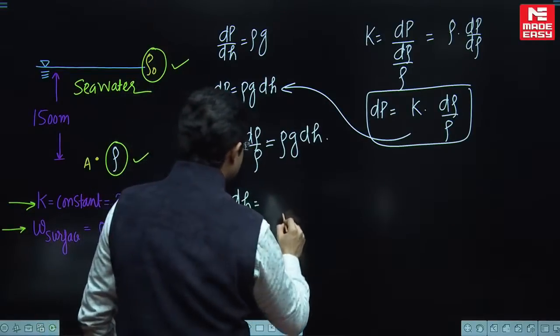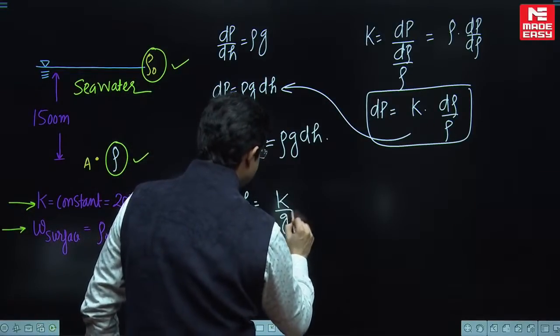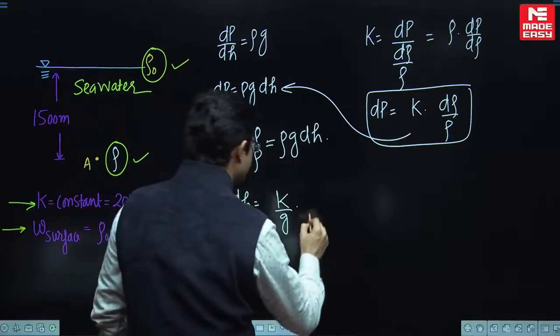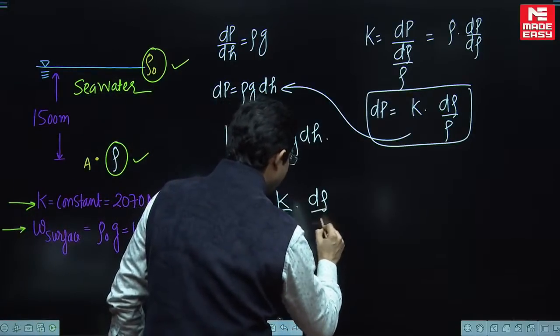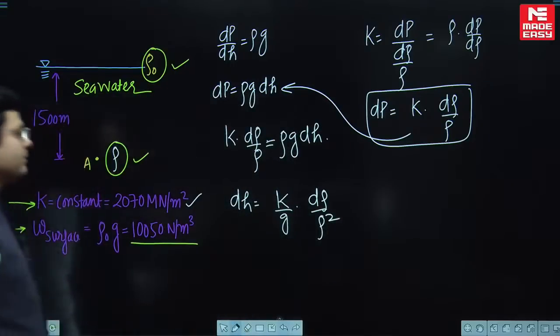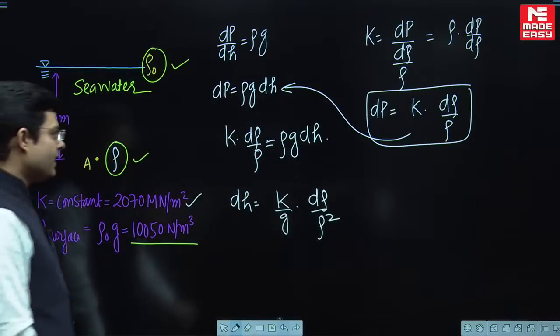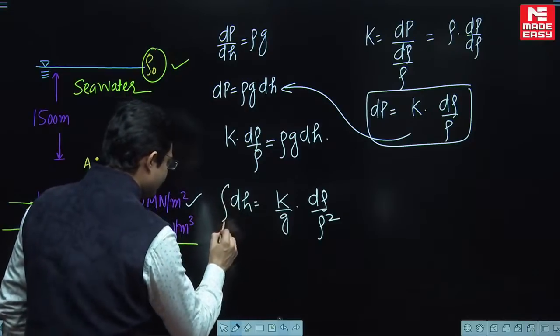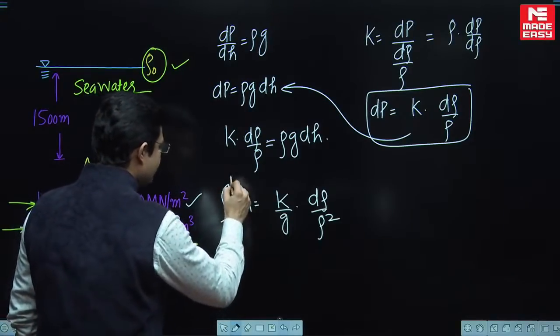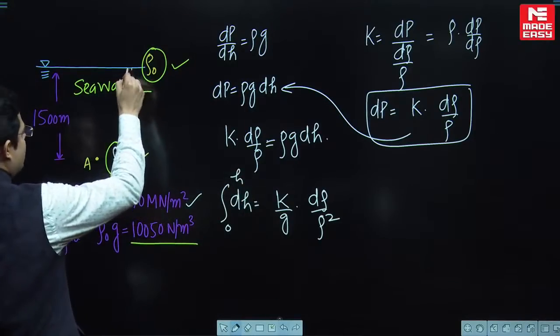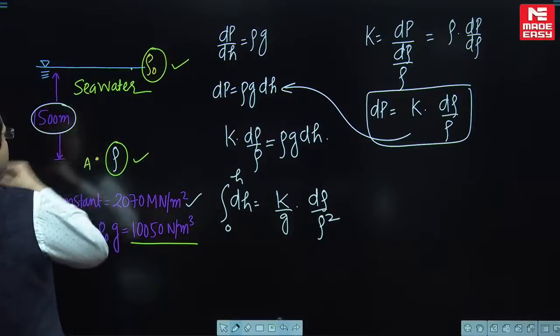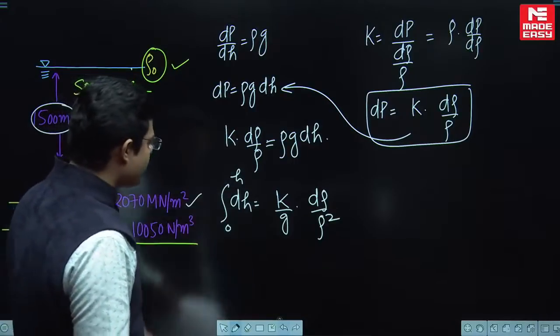So dh can be written as k by g into d rho by rho square. Now let us integrate. When the height is changing from 0 to h, here the height is 0, here the height is h, which is actually 1500 meter. So height is changing from 0 to h.